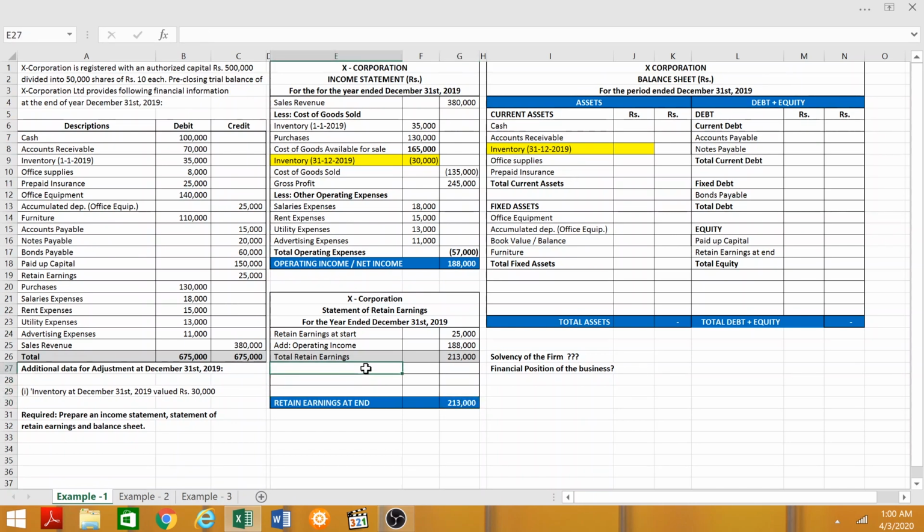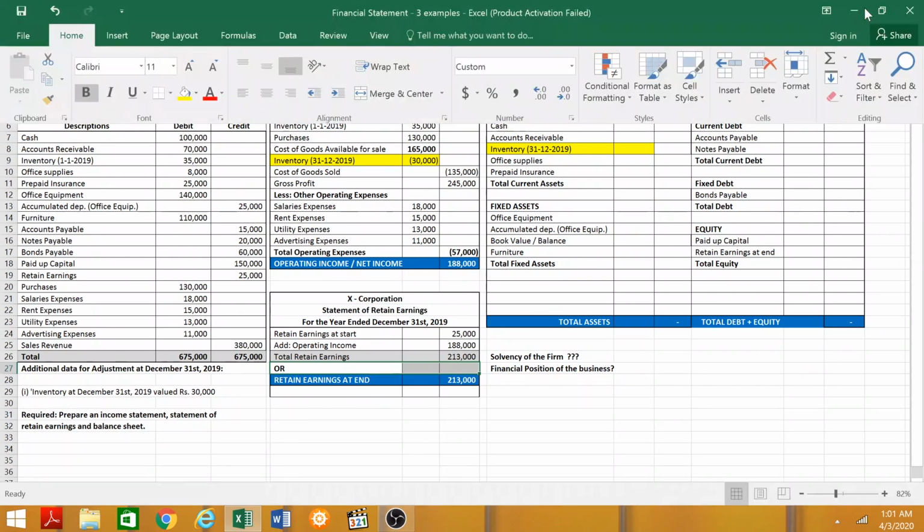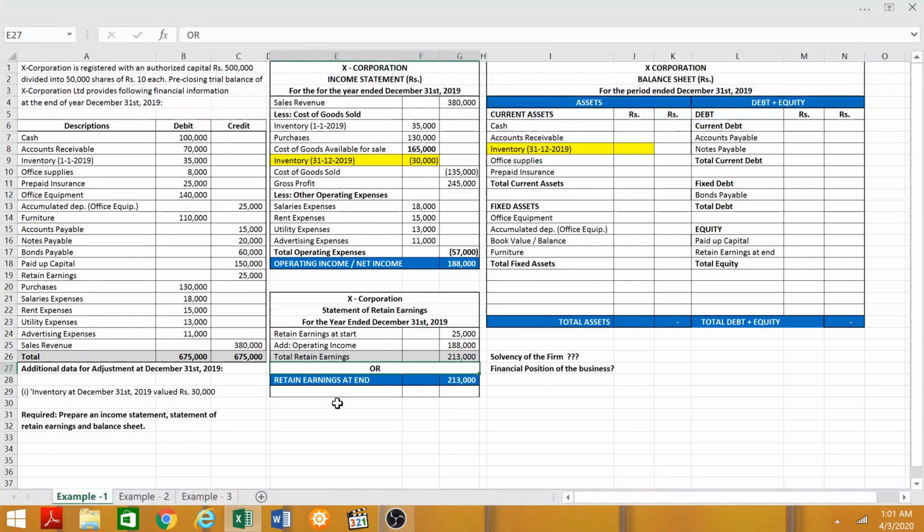So we can write here, this is our final answer. You can say it is your ending balance of retained earning 2,13,000, or you can say it is the operating income. And this is the result of owner's equity balance at end, which we will write in the balance sheet.